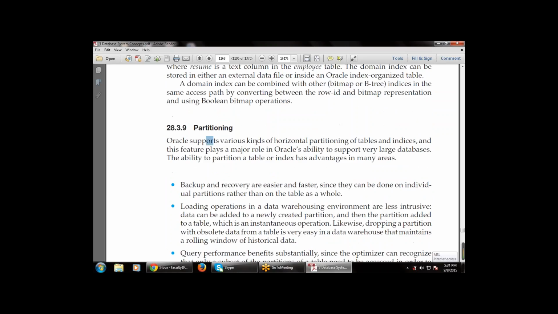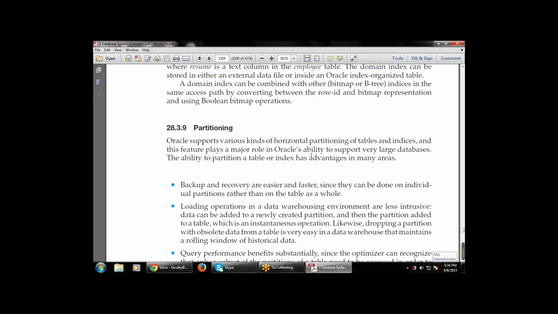Now next is partitioning. Oracle supports various kinds of partitioning, whether it may be horizontal partitioning of table and indices. This feature also plays a major role in Oracle's ability to support various large databases, and the ability to partition a table or index has advantages in many areas. So what are the various advantages of partitioning the table into various indices?